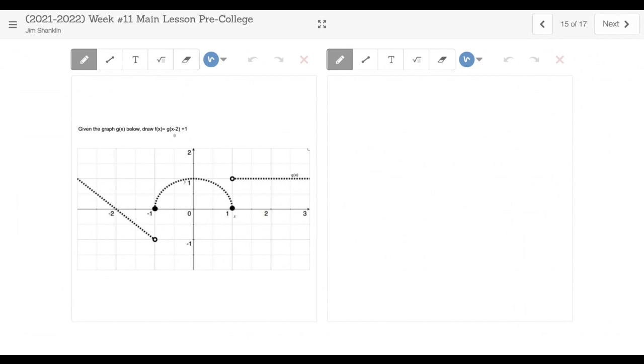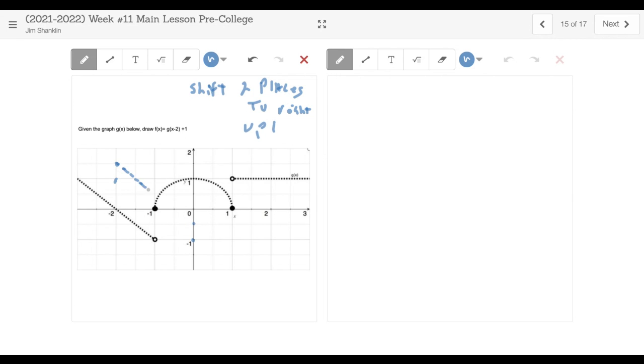What is this doing? Well, it's shifting the graph 2 places to the right, and up 1. So how am I going to graph that? Well, I always just take the endpoints. I'm shifting 2 places to the right, so I'll move this endpoint 2 places to the right. And I'm also moving it 1 place up.